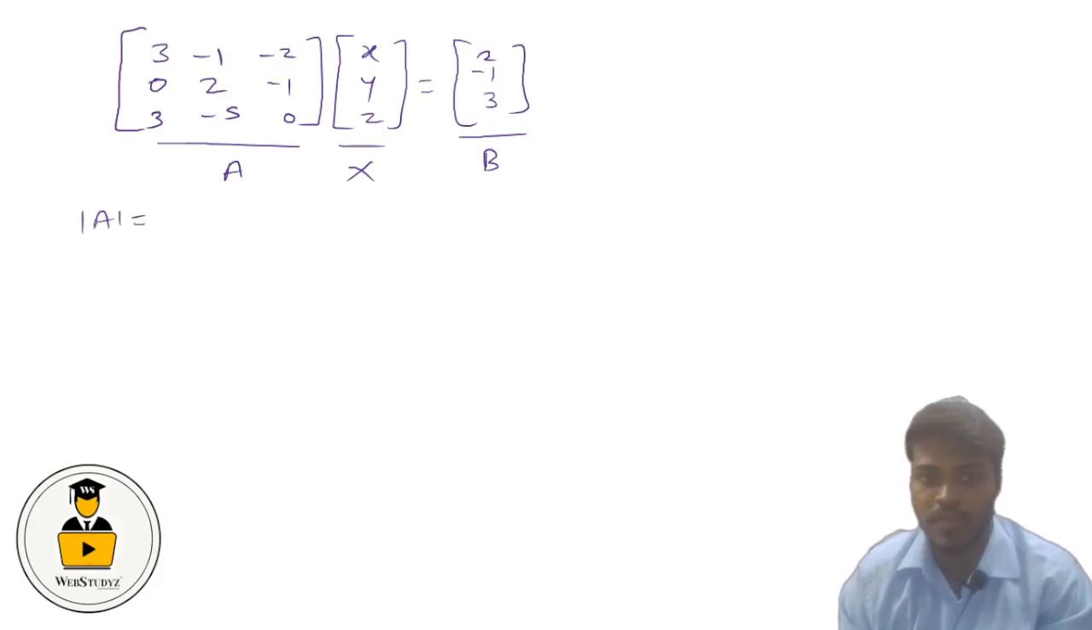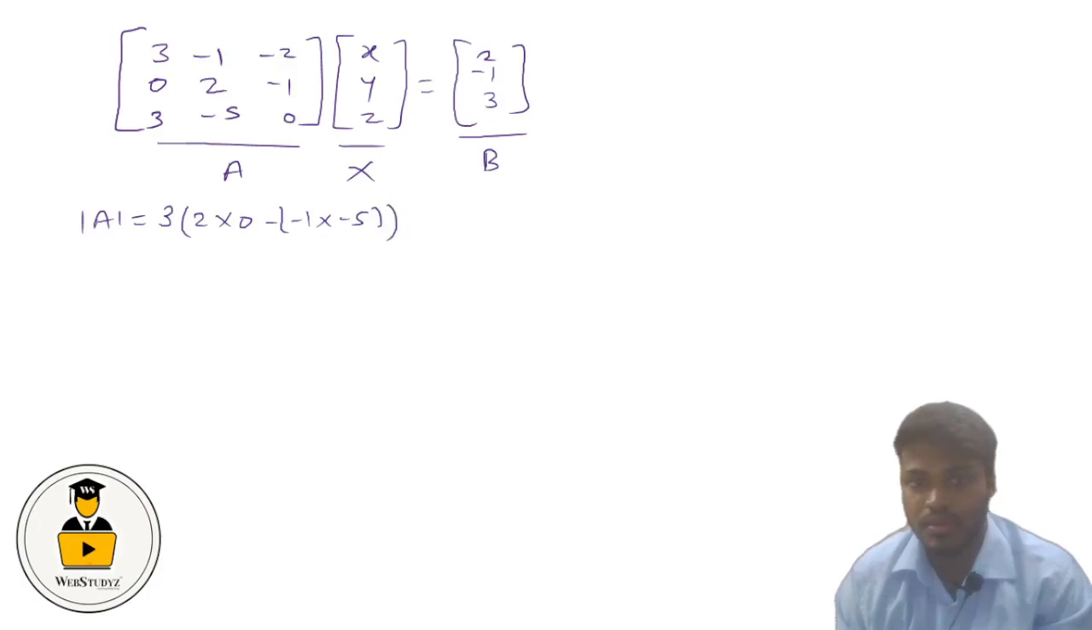So since we have A, the determinant of A will be 3 times (2 into 0 minus of minus 1 into minus 5), then plus 1 times (0 into 0 minus of minus 1 into 3), then minus 2 times (0 into minus 5 minus of 2 into 3).